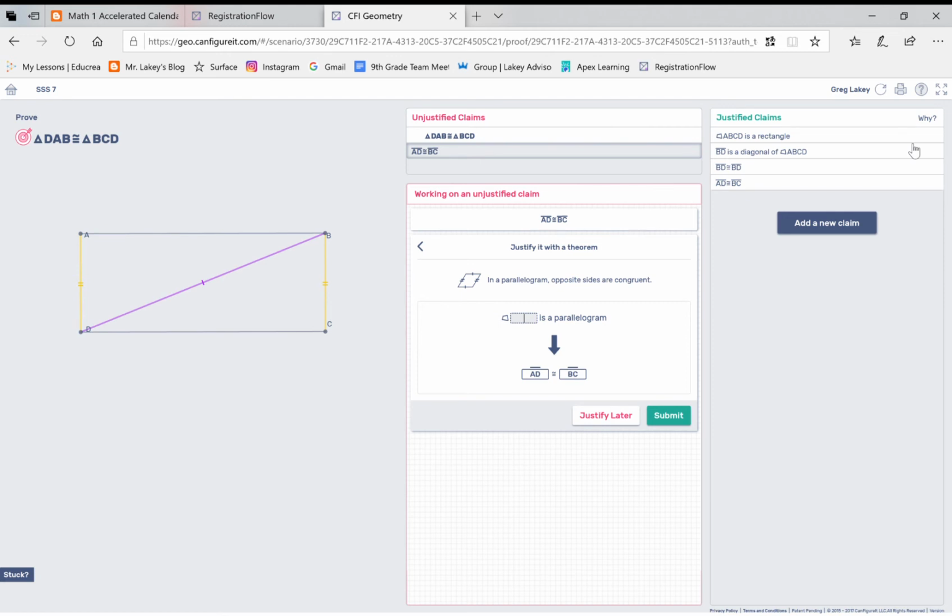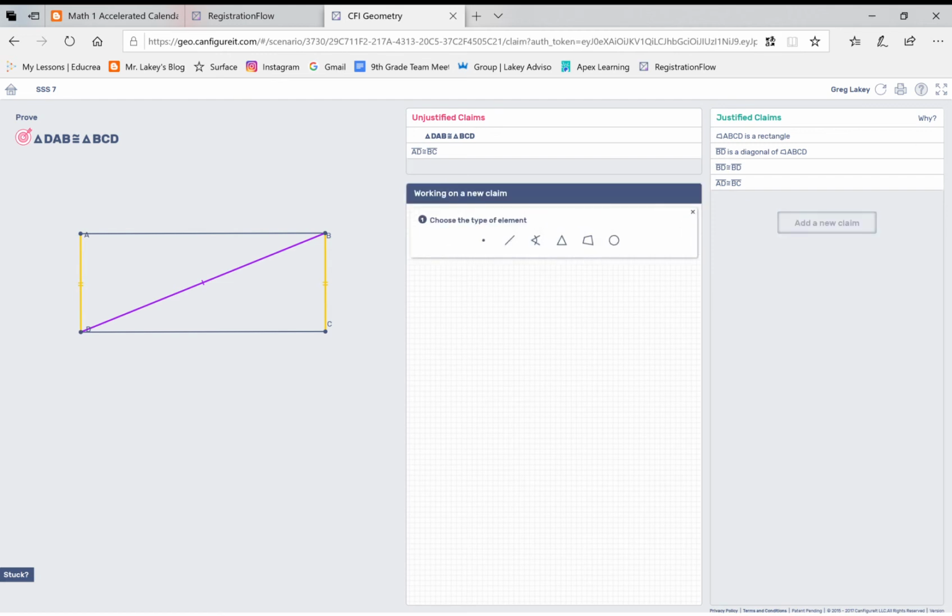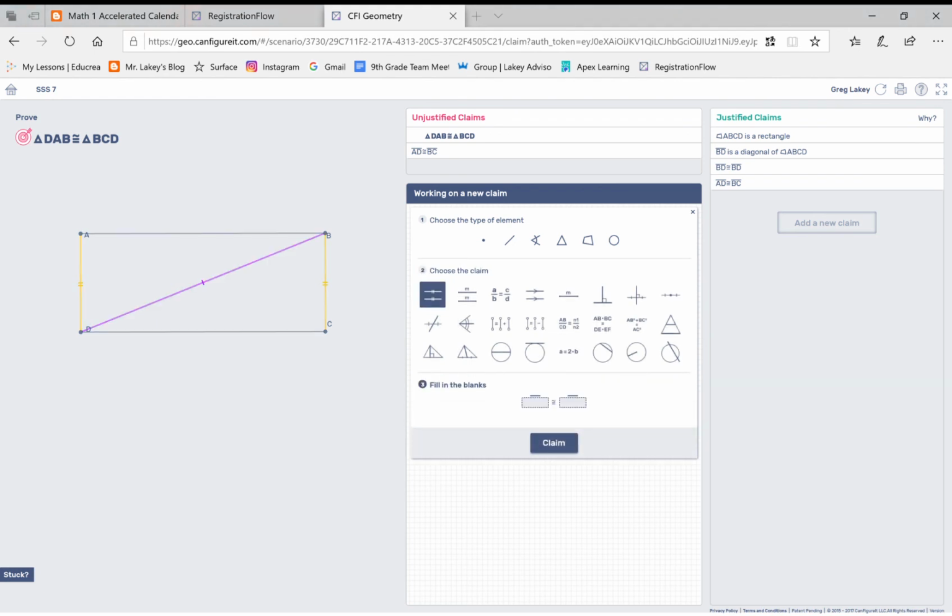But now we're going to do the same exact thing for the other two sides, AB and DC. So let's just do it again. Let's go to add a new claim. We're going to go to line, congruent segments. Now, not all of these are going to pull in a different shape. It just happens to work for this one.